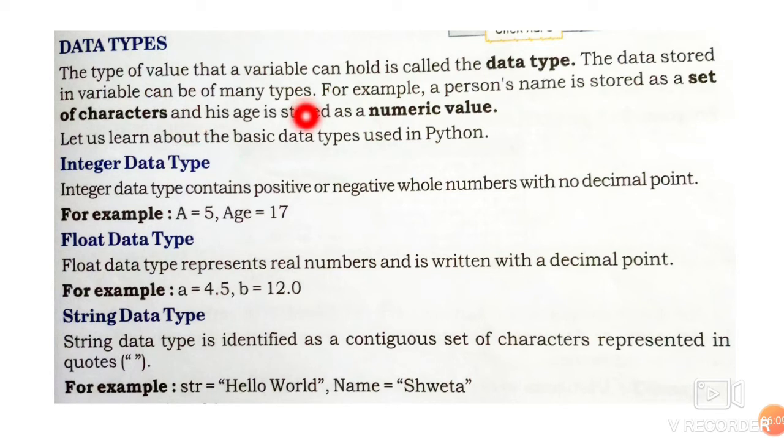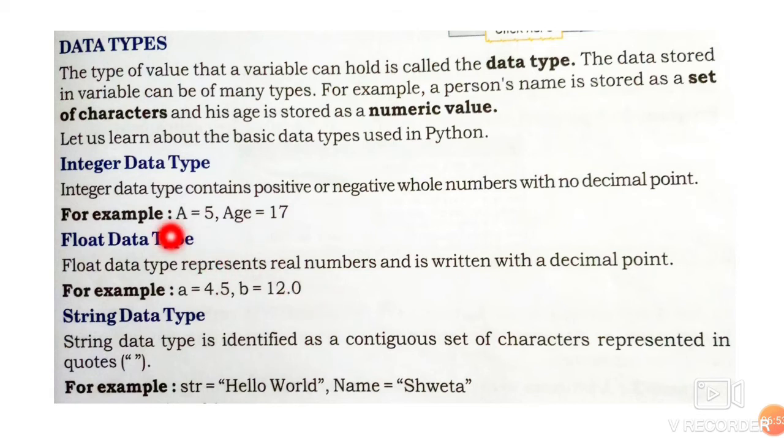Now the data we store in our variable is of different types. For example, a person's name is stored as a set of characters, and his age is stored as a numeric value. So the name is a set of characters and age is a numeric value. Both are different things. Depending on the values you insert for the variable, the data type is decided.